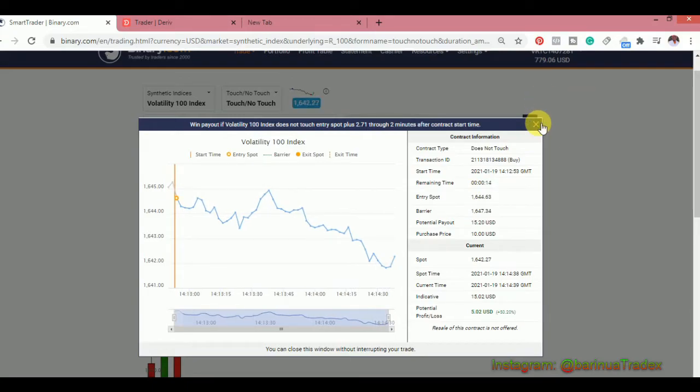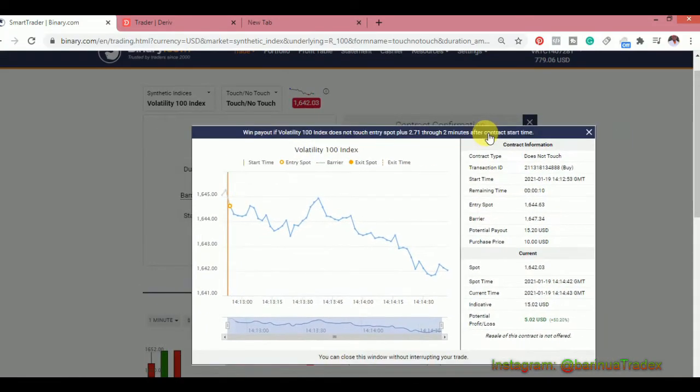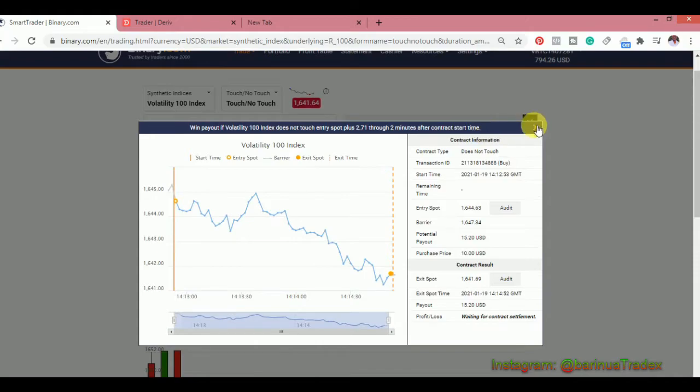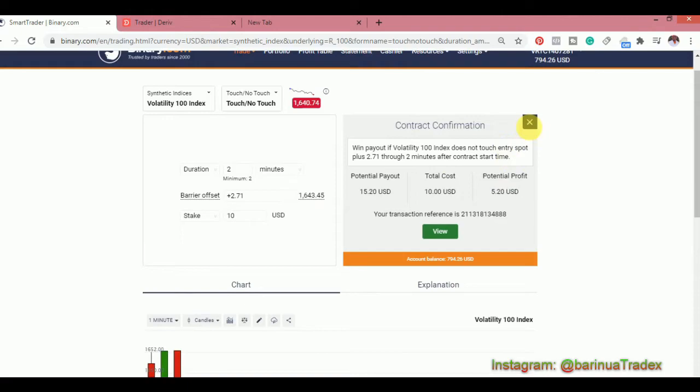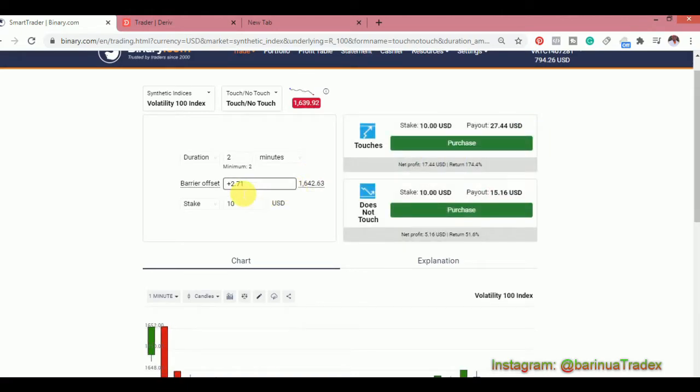But mind you, those of you that might want to play around with the offset, let me allow this trade to end so that I can make some little explanation for you. One thing that you have to know is the more you offset the barrier, okay, that trade was a win. The more you offset the barrier, I'm talking about this digit here, I always advise you to leave it at default. Let me say I put it at 3.0.